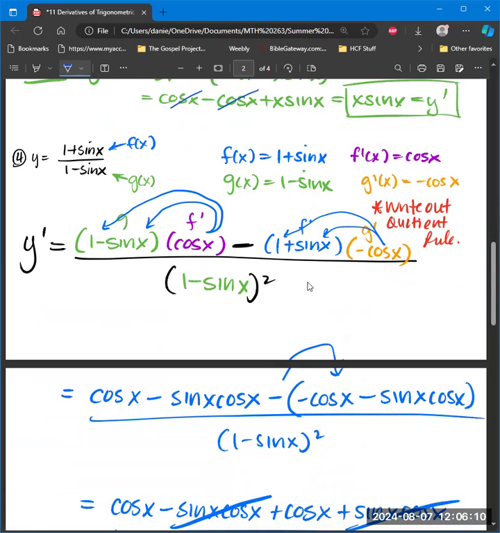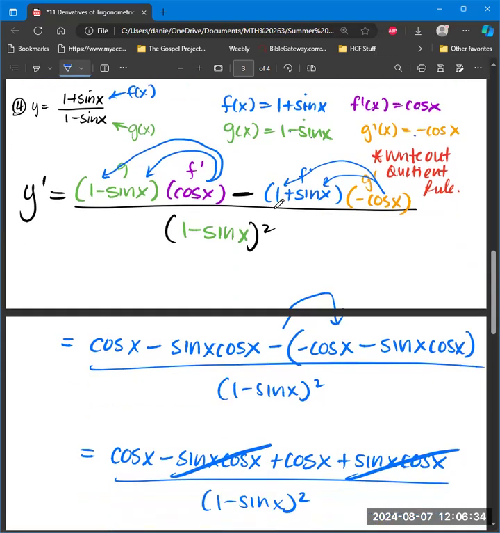Derivative of f here is going to be cosine. Derivative of g is going to be negative cosine. Write out the quotient rule here, that this is u prime v minus v prime u all over v squared, so you get it right. So u prime v minus v prime u all over v squared.